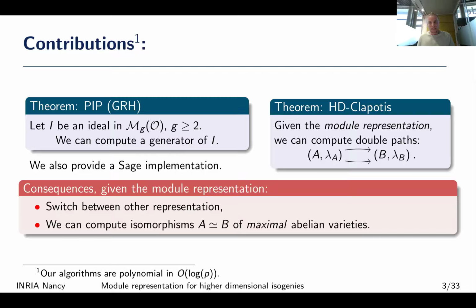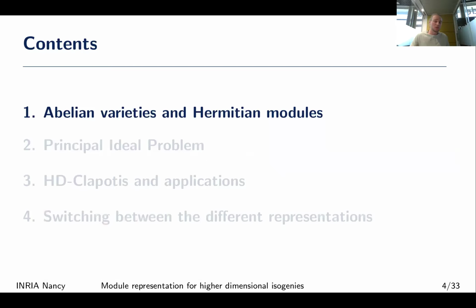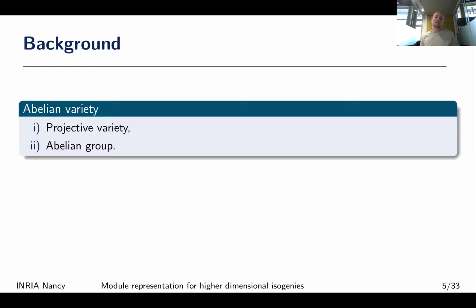Okay, so let's move on and let me present to you the main objects that we are going to use in this talk. I'm going to be a little bit quick on abelian varieties, but I will focus and give a lot of examples concerning the Hermitian modules. So just a quick recall about abelian varieties. For us, an abelian variety will be a projective variety defined by the zero locus of polynomials that comes naturally together with an abelian group law. And of course, those two properties have to match well in some sense.